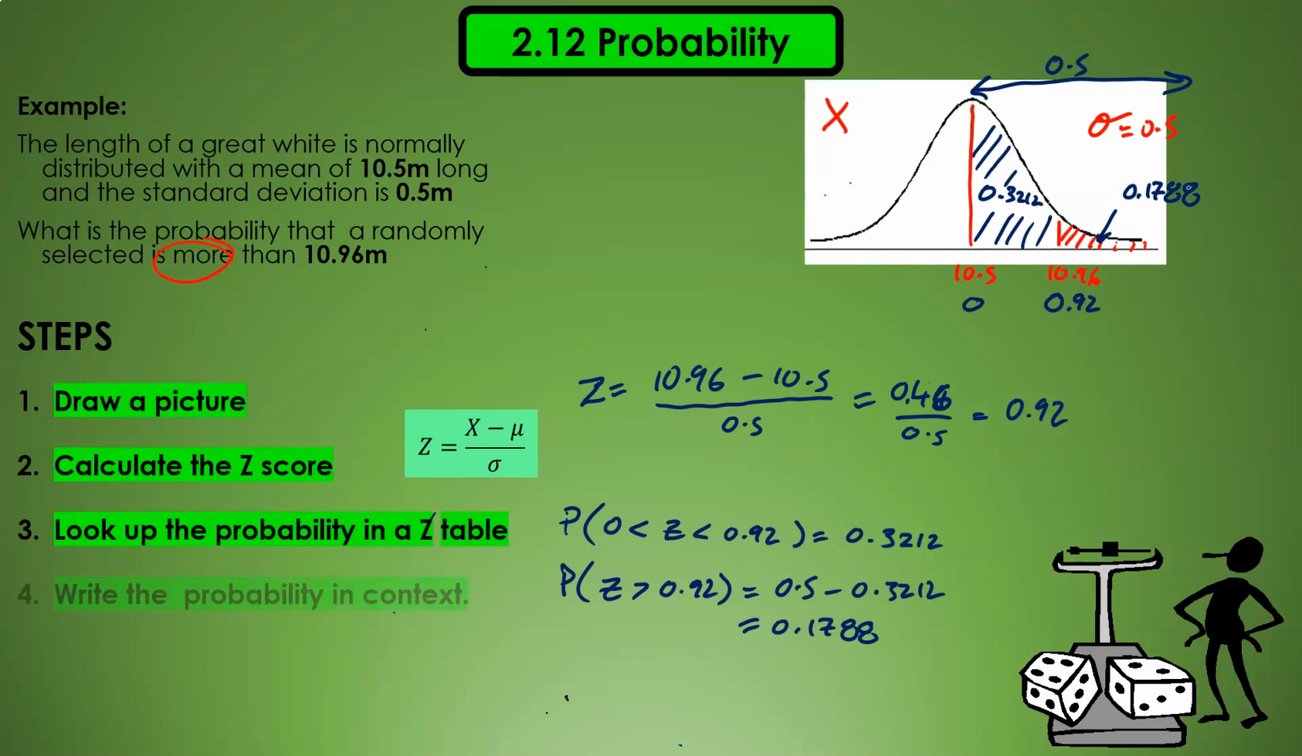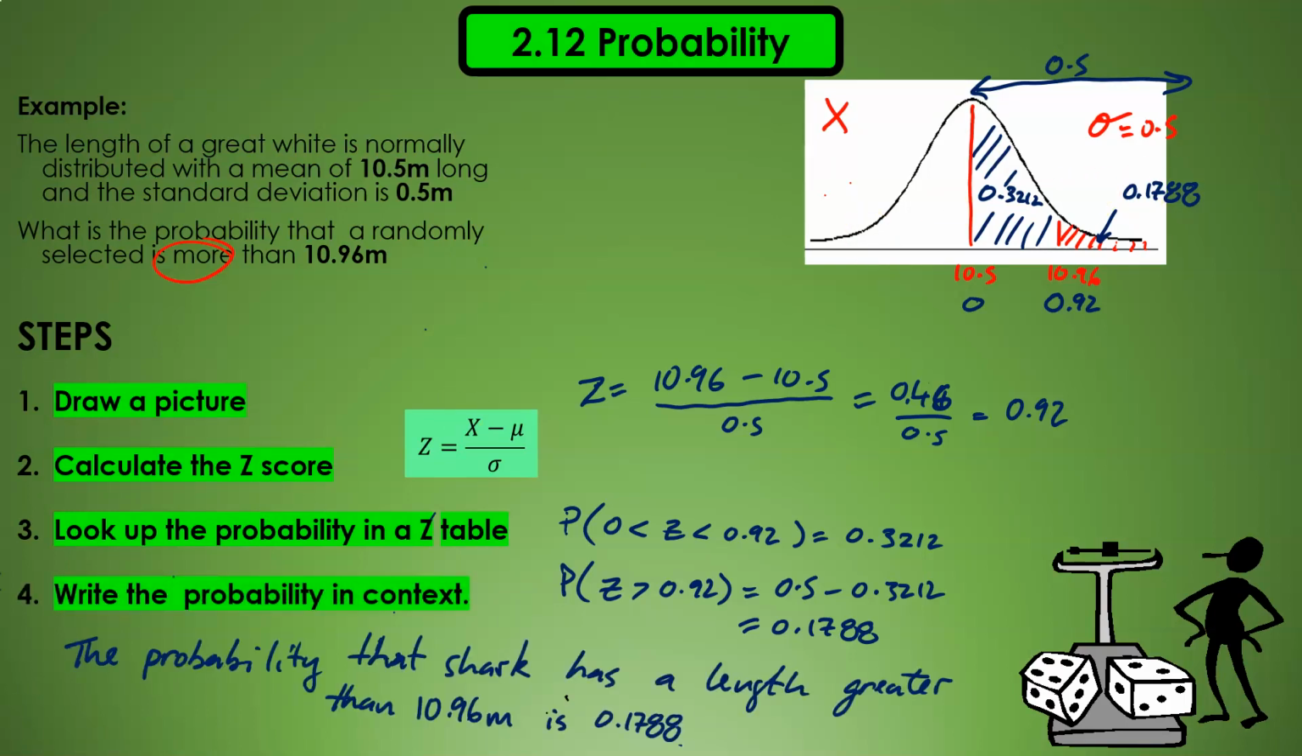So the last thing we need to do is write our answer in context. So that leaves us with the probability that a shark has a length greater than 10.96 is 0.1788 or 17.88%. All right, so that's it. Go back through that if you need to, but the actual procedure is exactly the same. What's different is recognizing that we have to take away from 0.5.